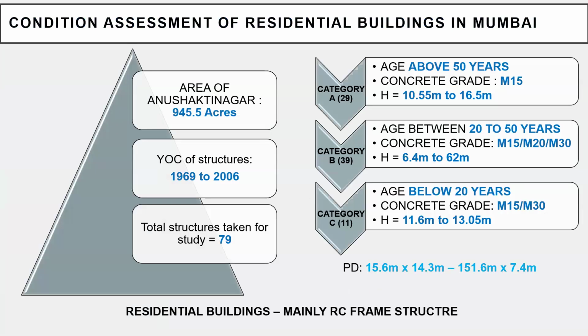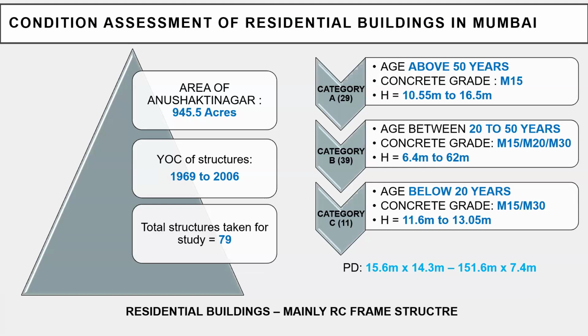Now, for carrying out this case study, we have considered the area of Anushakti Nagar. Basically, Anushakti Nagar is the residential colony of the Department of Atomic Energy, which is spread over about 945 acres. Here, the residential structures have been constructed between 1969 and 2006. For the present study, we have considered 79 structures.